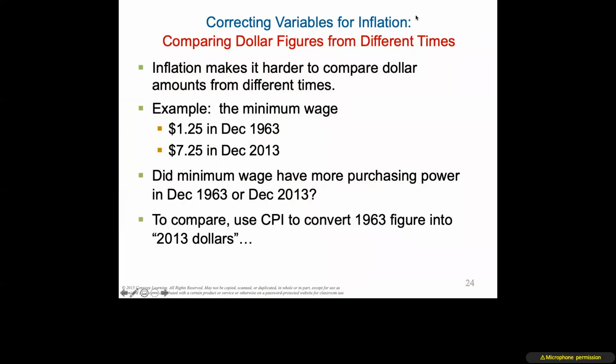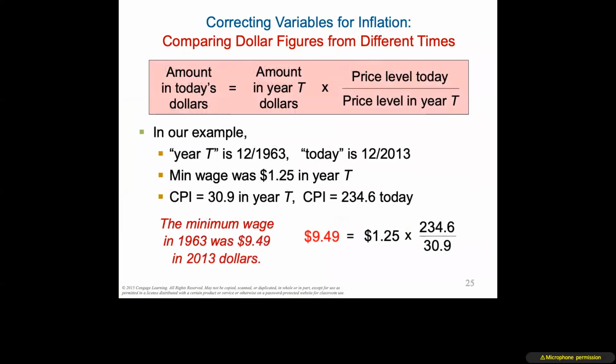Unless you convert those numbers over to a base. So you have to either take the 1963 number and convert it to 2013, or take the 2013 number and compare it to 1963. In other words, compare apples to apples. So how do you do that?